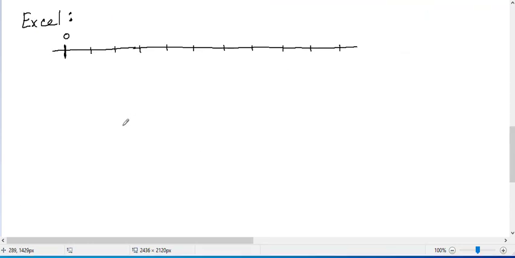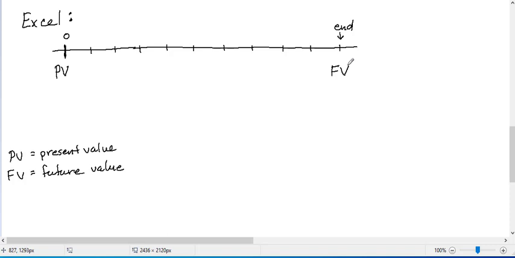I'm going to teach you how to use Excel to do these problems, and then Excel can be your calculator. Excel uses several variables, and we just need to understand where they fall on the number line. So at time 0 is PV, which is your present value. And then wherever you end, the amount of money at that point is your future value on the last day of the investment. And then you have the option, which will come up in sections 6.3, 6.4, and 6.5, that you could make payments along the way at regular intervals, regular size.